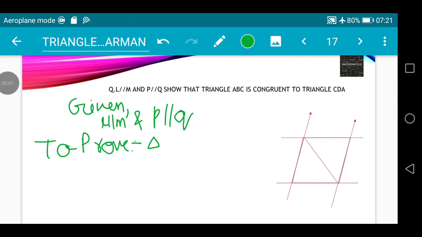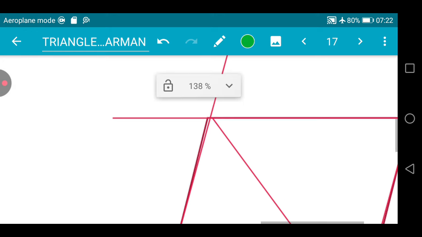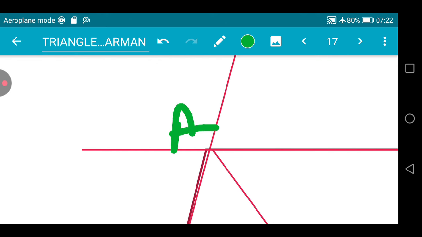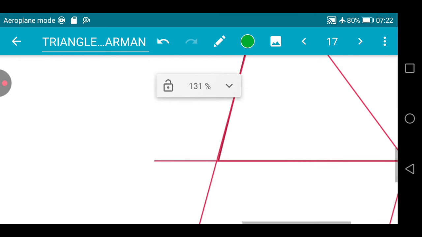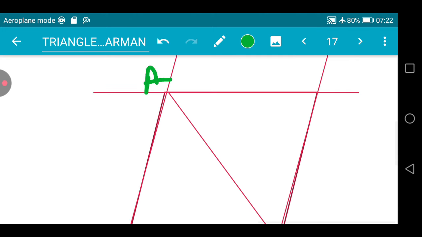We are moving to a direct question. L is parallel to M and P is parallel to Q. Show the triangle ABC. I'm marking the points A, B, C and D.